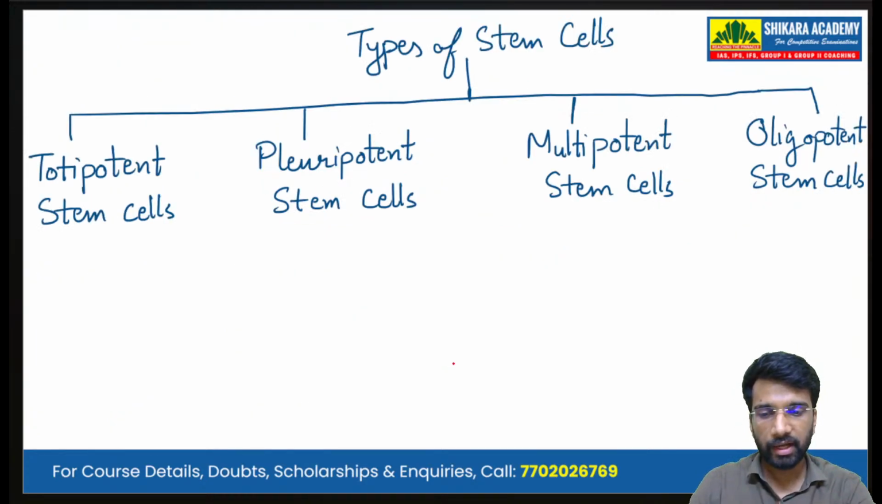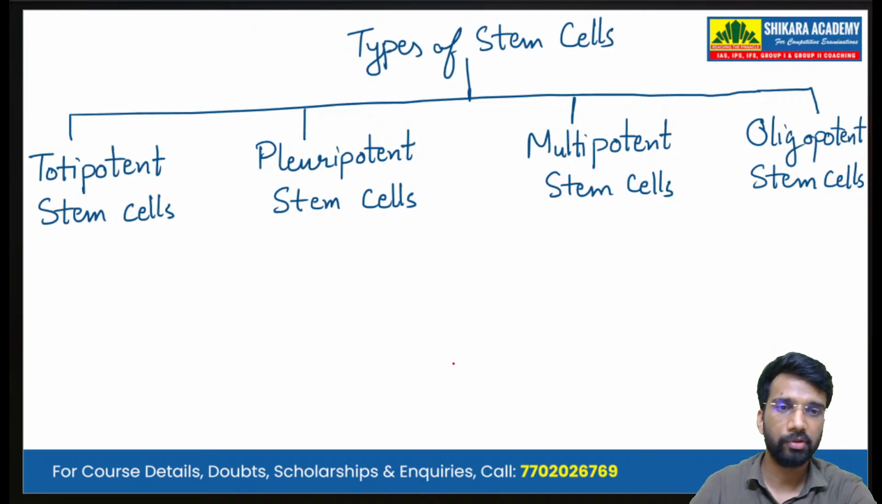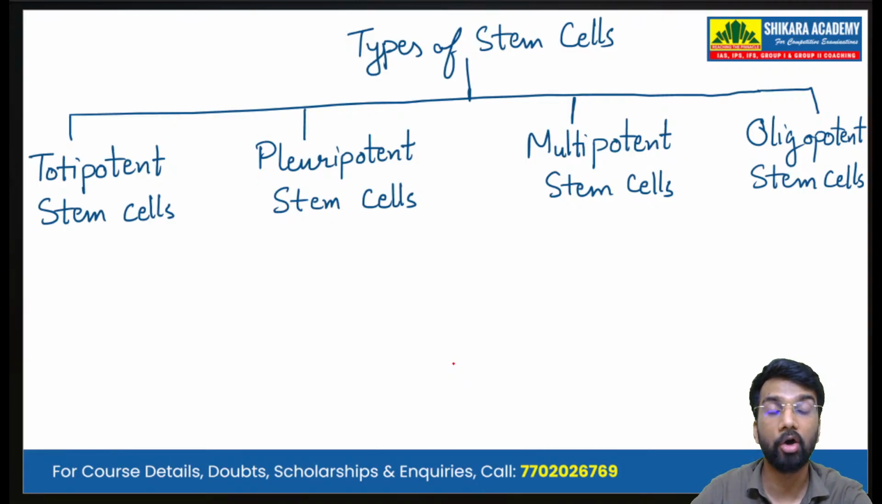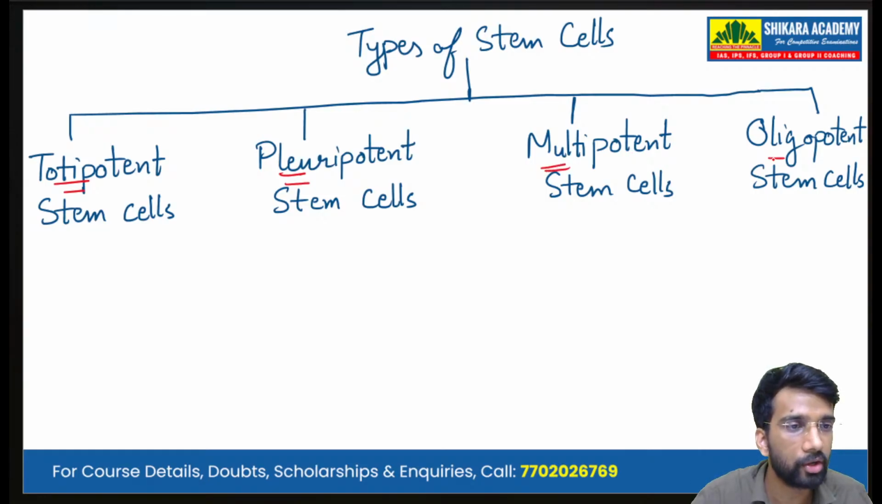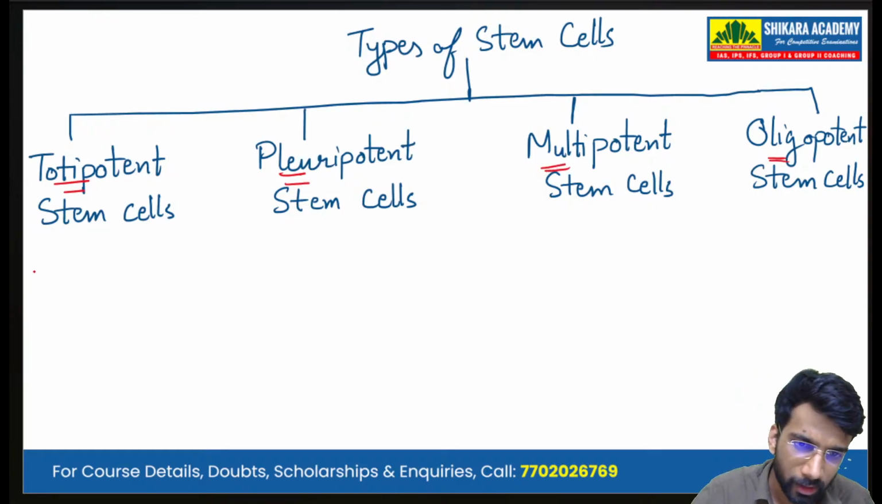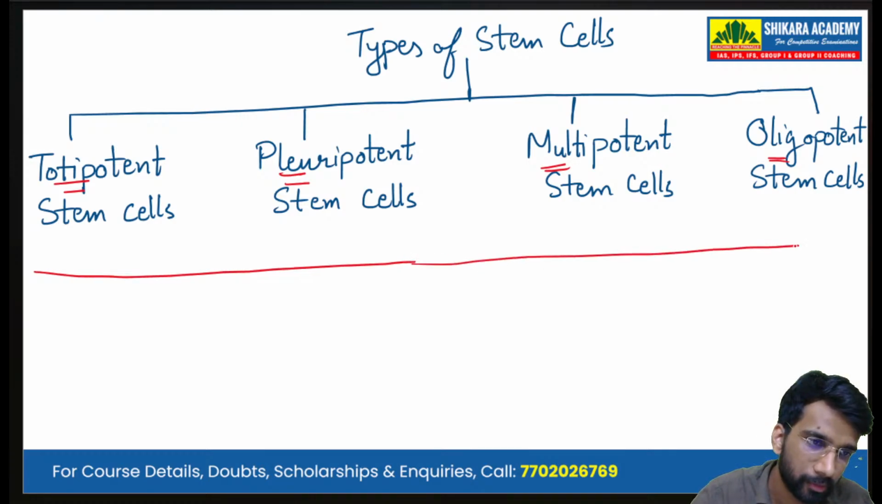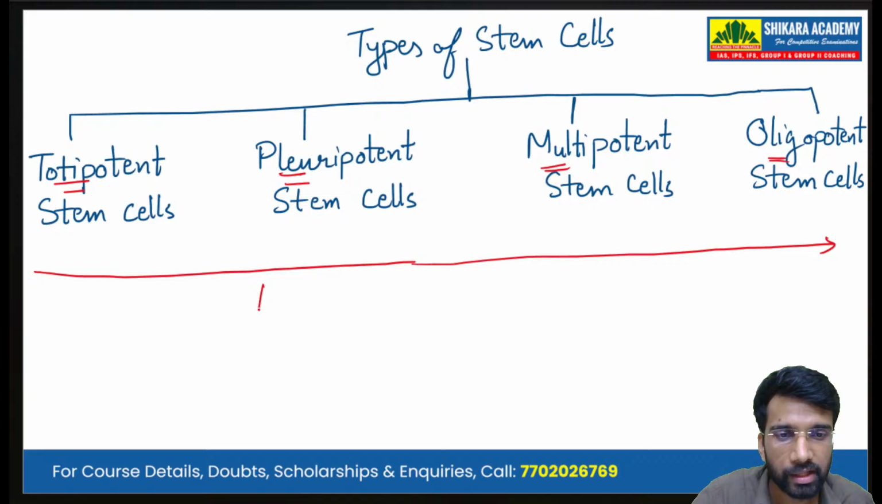Now we have different types of stem cells. Stem cells, depending on their potency, depending on how many different types of cells they can be converted into, are classified based on their potency. They are the totipotent stem cells, the pluripotent stem cells, multipotent stem cells, and oligopotent. From totipotent to oligopotent, the potency is decreasing.